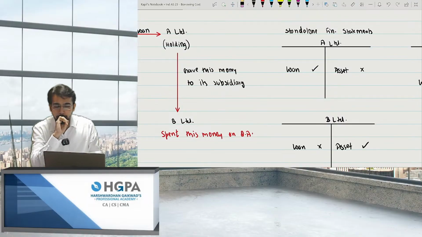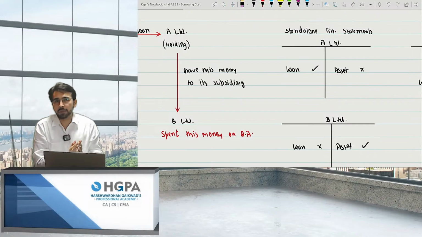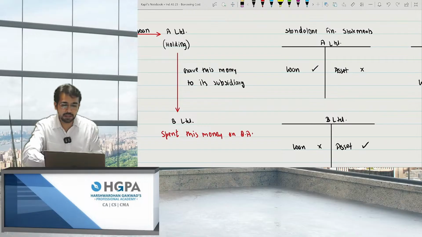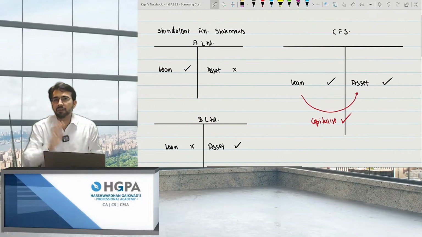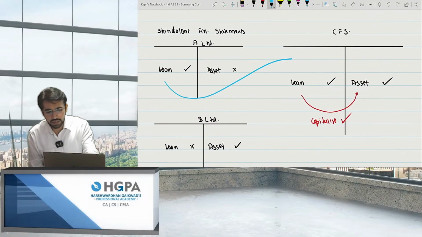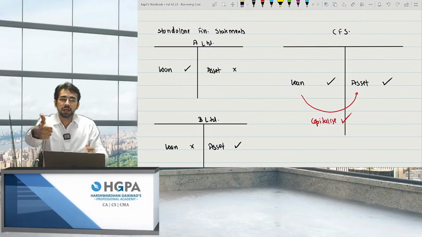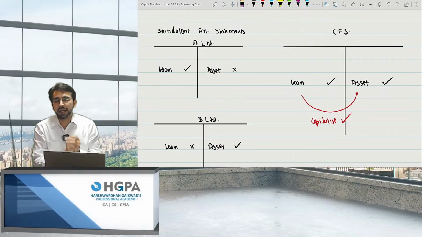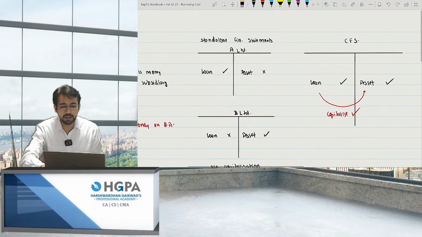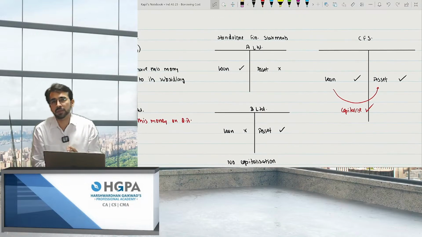But the point is, in consolidated financial statements, it will be something like this. Loan obviously will come over here, asset will always come over here. So can I say there is also a loan, there is also a qualifying asset? Can I capitalize the interest cost? The answer is yes. You can start capitalizing it over here.